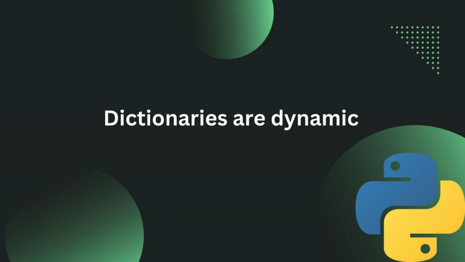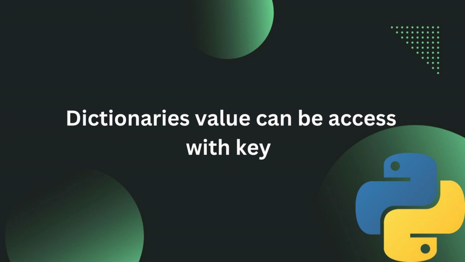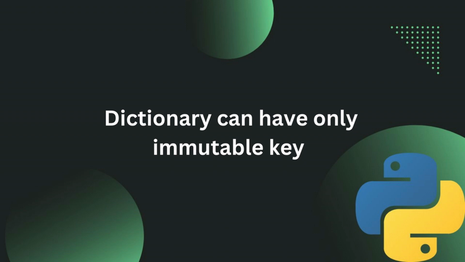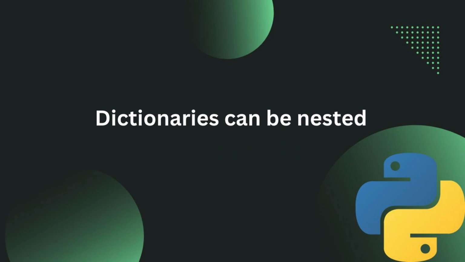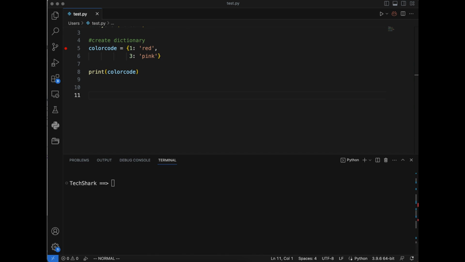Dictionary values can be accessed with a key, and keys can have only immutable values. So a dictionary can accept only an immutable value as a key. Next one is that dictionaries can be nested. We will see all these characteristics with the help of some examples. Now let's see dictionaries with the help of some Python examples, covering the characteristics we have discussed so far.